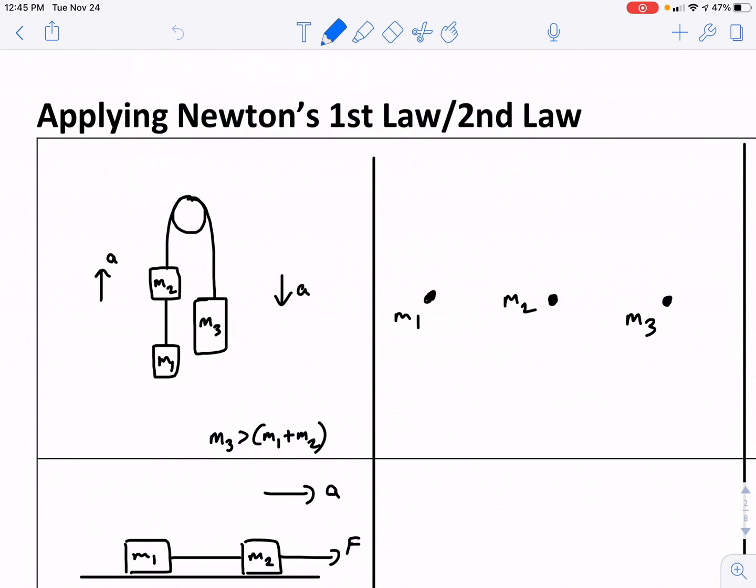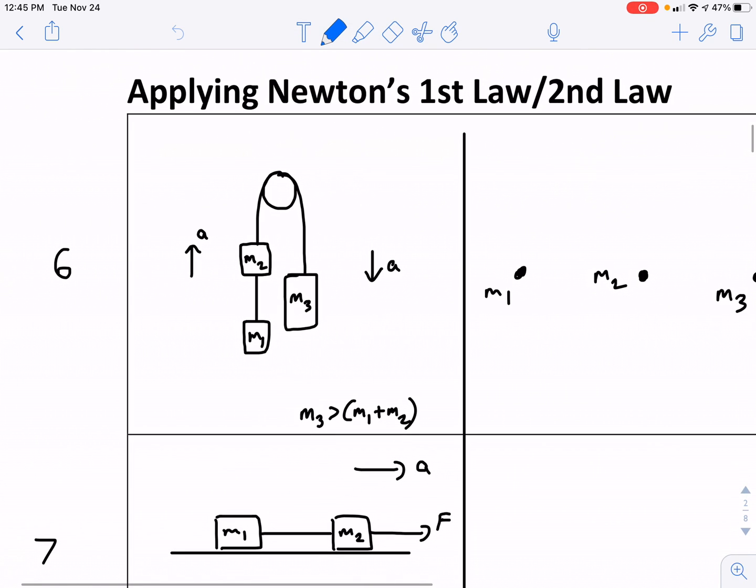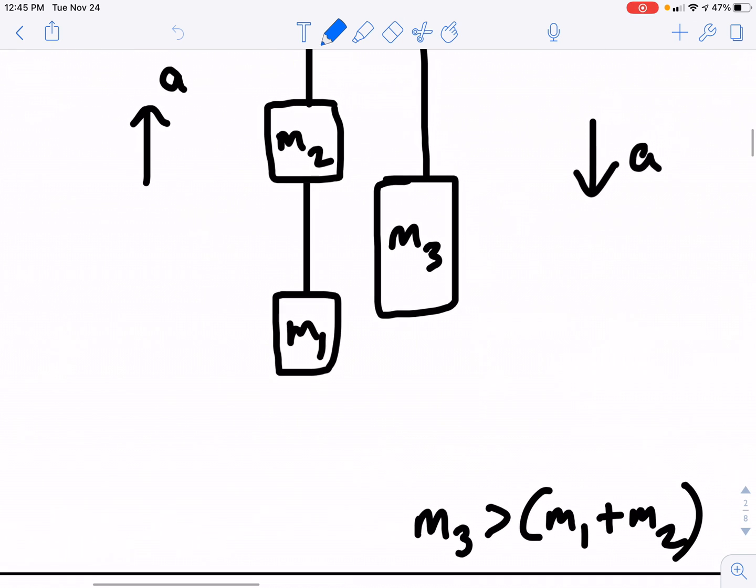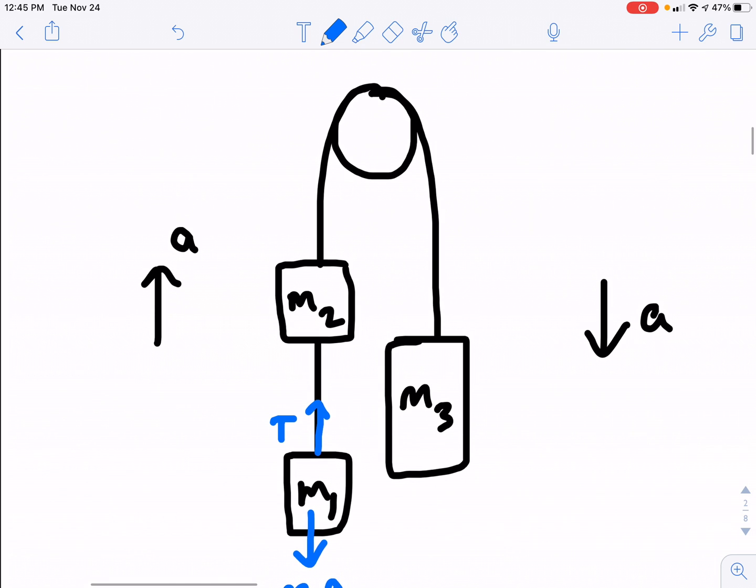Okay, let's take a look at the forces acting on each mass. I'll start with mass 1. Mass 1 has tension pulling up the rope and weight, M1G, pulling down on it. Mass 2 has the same tension, but pulling in the opposite direction. Same rope, same tension. But it also has weight pulling on it, M2G. Since it has a second rope attached to the other end of it, it has another tension going upward.